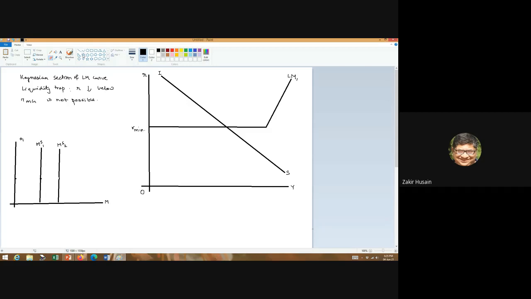Okay, so yeah, this is the liquidity trap. So what is happening over here? The rate of interest cannot fall below the minimum rate of interest. Okay.